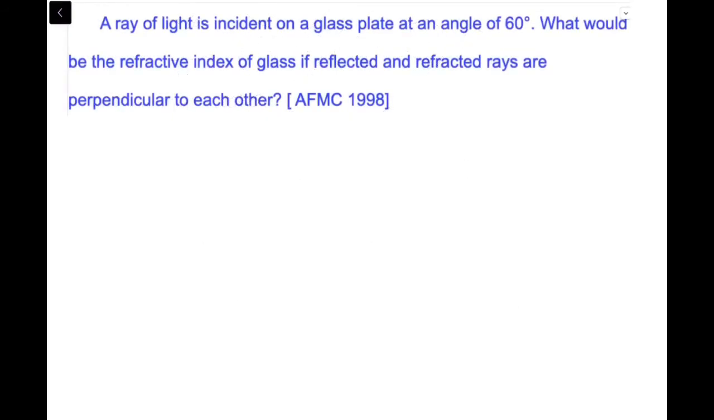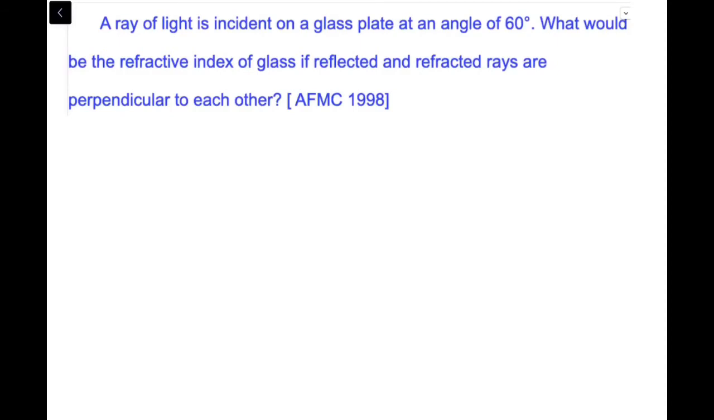Okay, this is a question from the wave optics polarization part, especially Brewster's law. So how can we solve this question? The question is a simple question. A ray of light is incident on a glass plate at an angle of 60 degrees. What would be the refractive index of glass if the reflected and refracted rays are perpendicular to each other? So they have indirectly asked the case of Brewster's law.